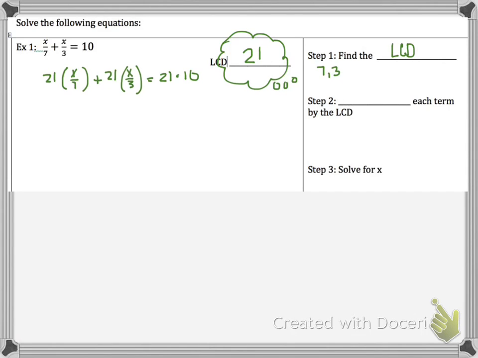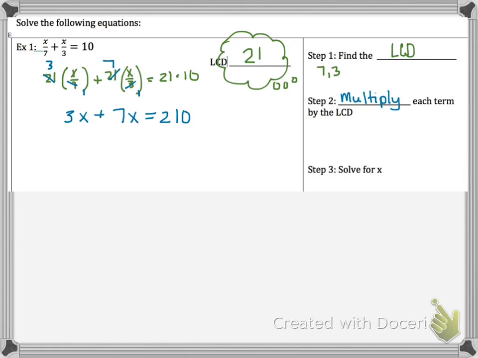And then what happens there, if you do that, these cancel. Again, you could use your calculator, but you'll see me using the fraction canceling. I'm kind of frenemies with fractions here. We don't love them, but we try to get along. And so we end up getting 3x plus 7x is equal to 210. Multiplying through by that LCD gets rid of the fractions. So we can say step 2 is to multiply each term by the LCD.